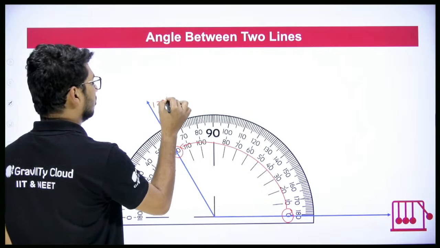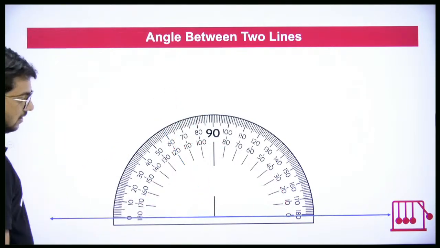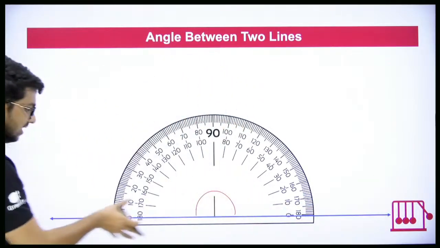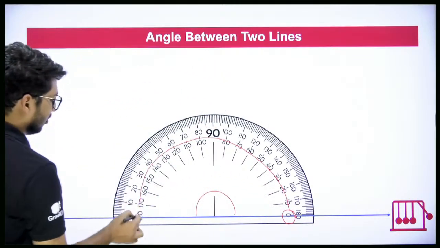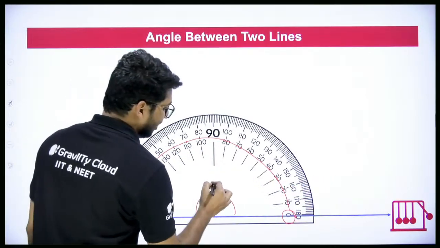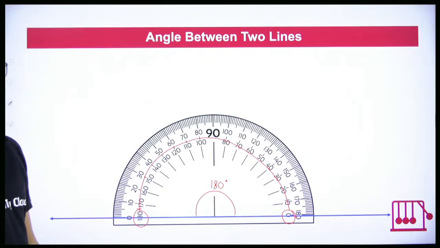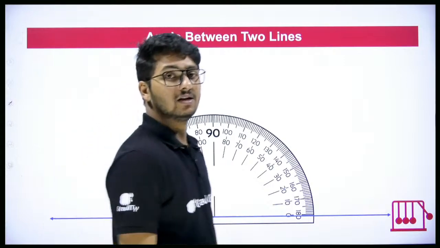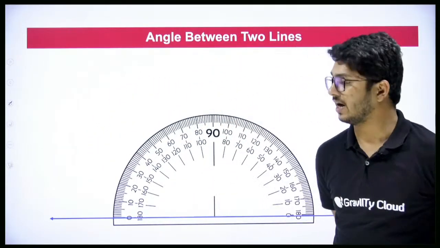So it is 120 degrees. Then again, if I compare these two lines, one is towards right, the other is towards left. So we start from 0 and we are going until 180. So for a straight line, what is the angle? 180 degrees. So you understand all of this, or you get all the angles using what? Using a protractor. Got it?